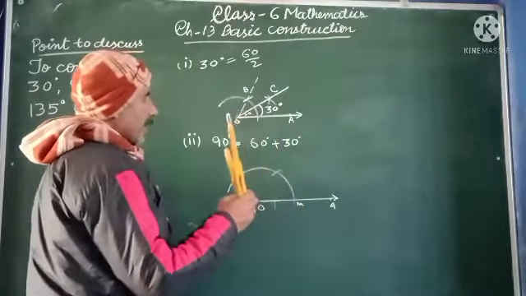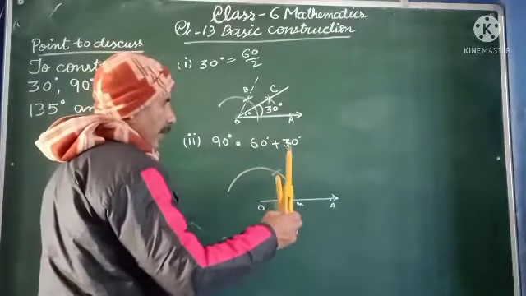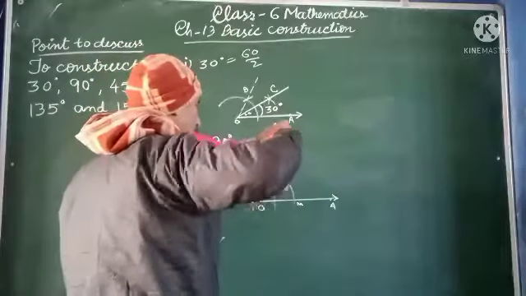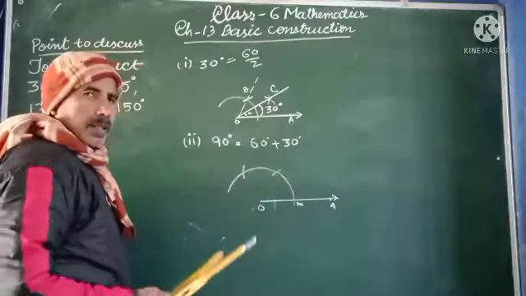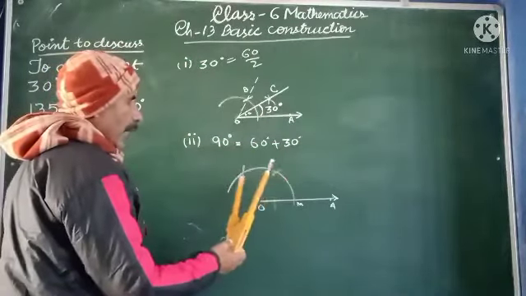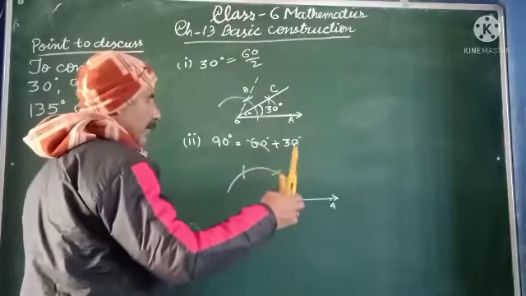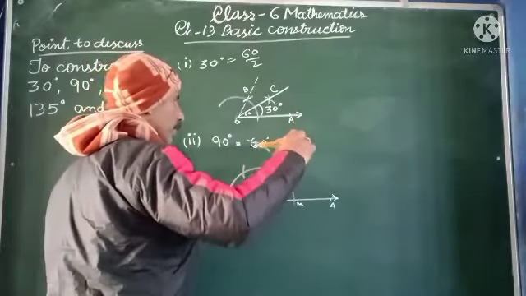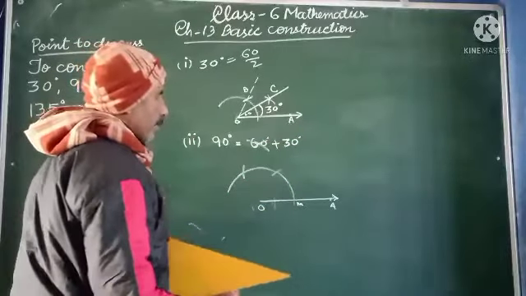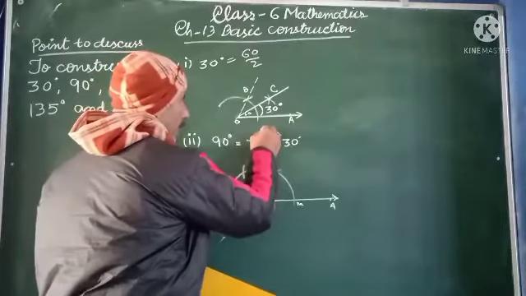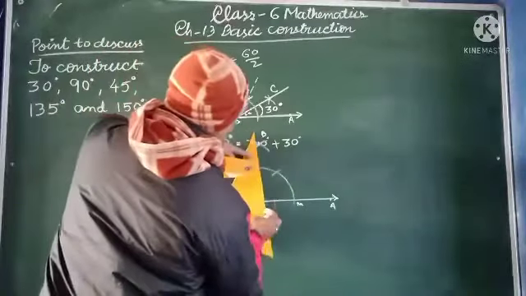Now you want 90, that means 60 plus 30. So after the 60 you have to make the 30 degrees. Another 60 will be drawn after that. This is another 60. And if you want to make 30 here, you have to bisect this second 60. You will get 30. You see, these two arcs are intersecting at this point. You can mark it as point B and join O to B.